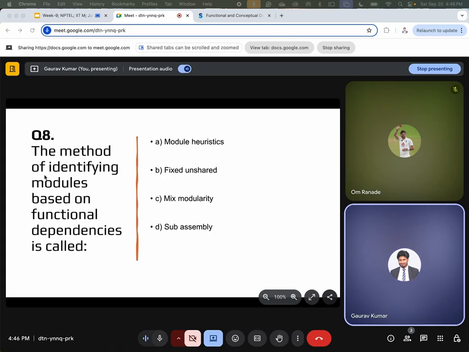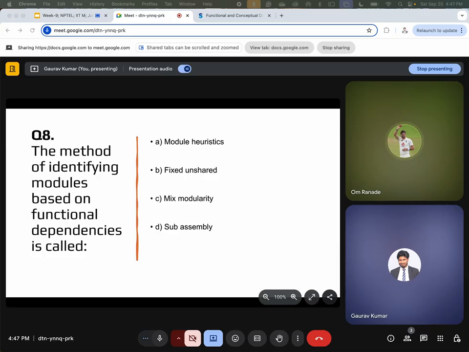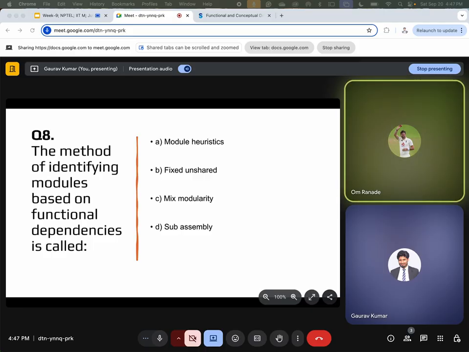Question number 8. The method of identifying the modules based on functional dependencies is called: is it module heuristics, fixed unsaid, mixed modularity, or subassembly? Option A, module heuristics.